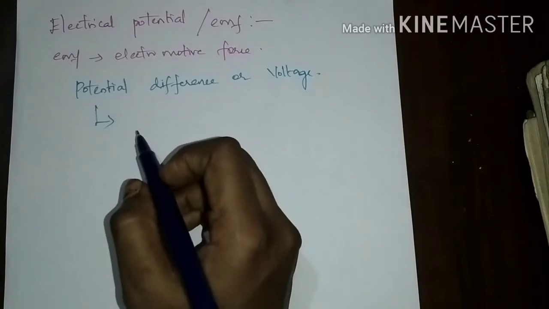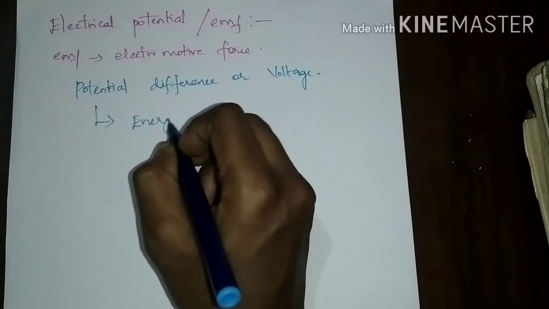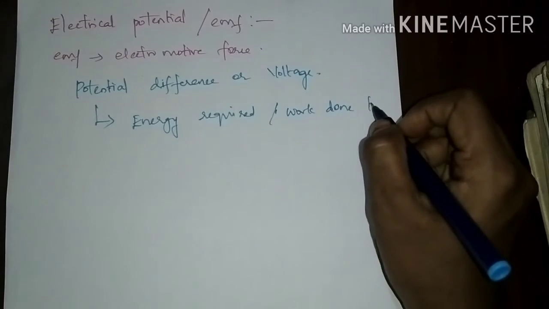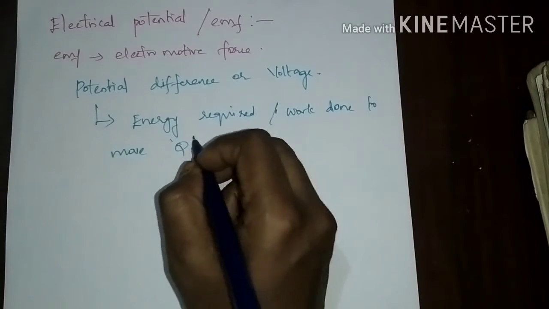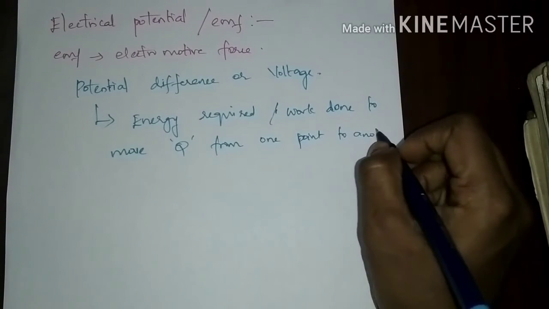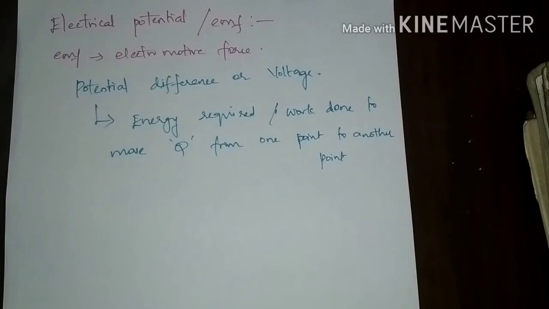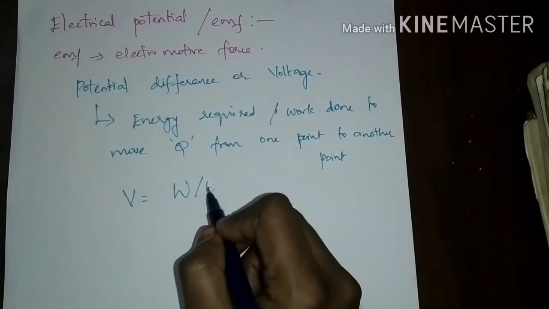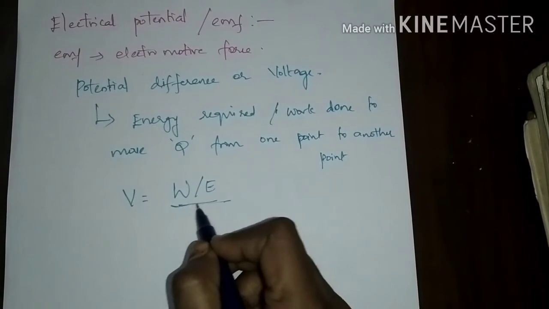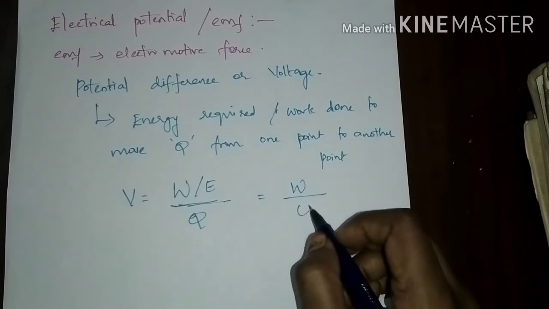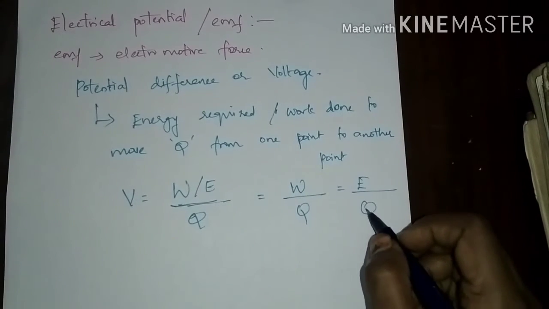Potential difference or voltage is defined as the energy required or work done to move a charge from one point to another point. So the expression of potential difference or voltage or electrical potential would be V is equal to work done or energy required divided by the charge. It can be represented as work done by a charge or energy required to move a charge.